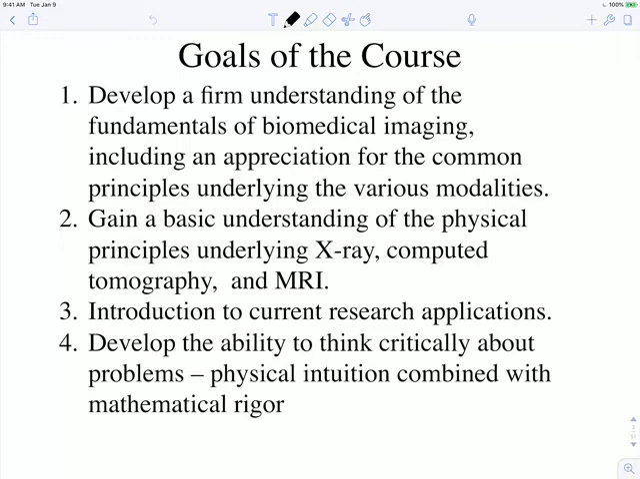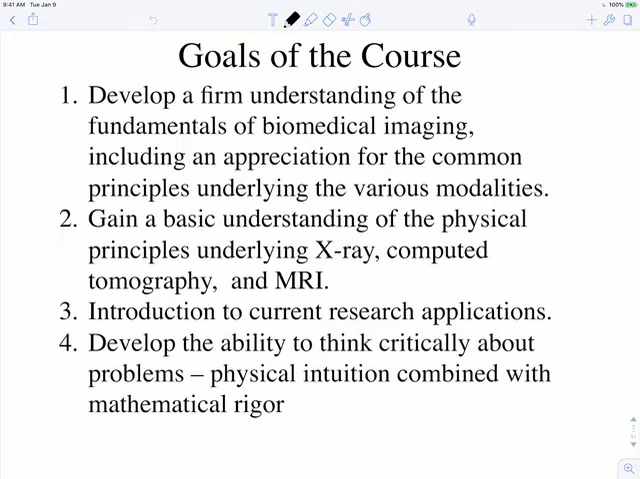So the goals of this course, it's called Principles of Biomedical Imaging. So we really do want to try to provide you those principles that are common across modalities so that you can appreciate what's common between different imaging modalities, with the idea that some of you may be inventing the next generation imaging modality, and so it's good to have a firm foundation so you can innovate and figure out what the core principles are.